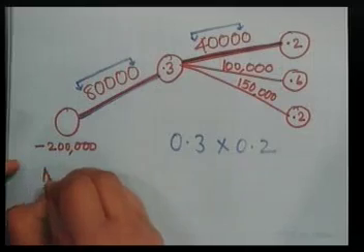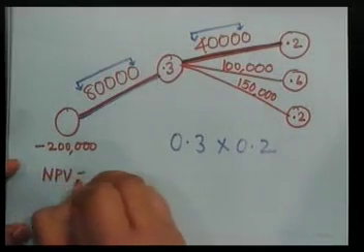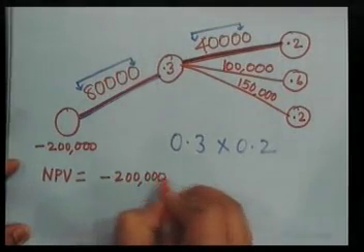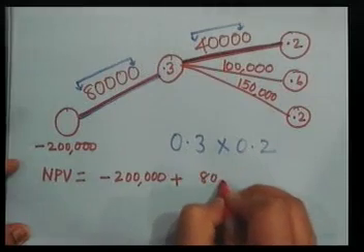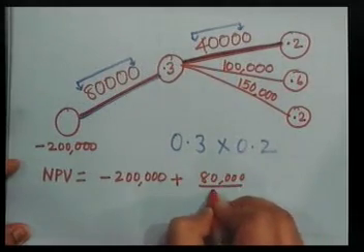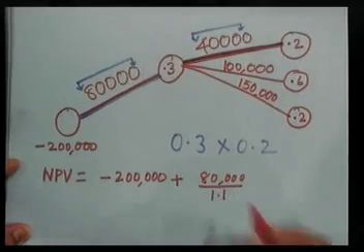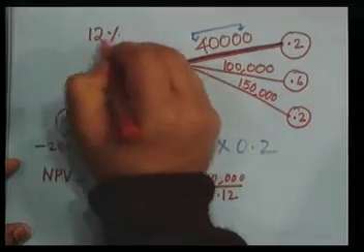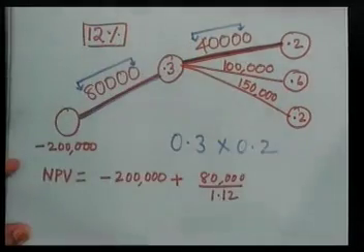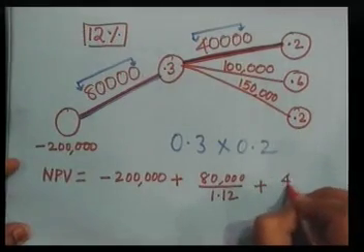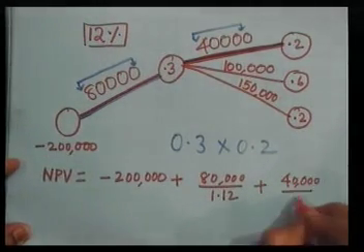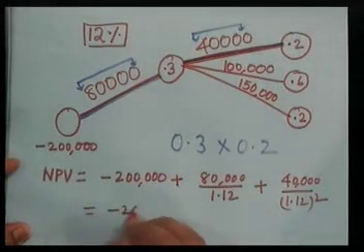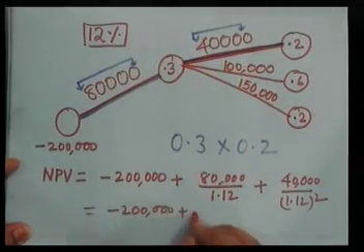So the net present value for this particular path is going to be minus 200,000 plus 80,000 divided by 1.12. Let's say 12% is the interest rate. In this example, assume that 12% is the interest rate, plus 40,000 divided by 1.12 square.